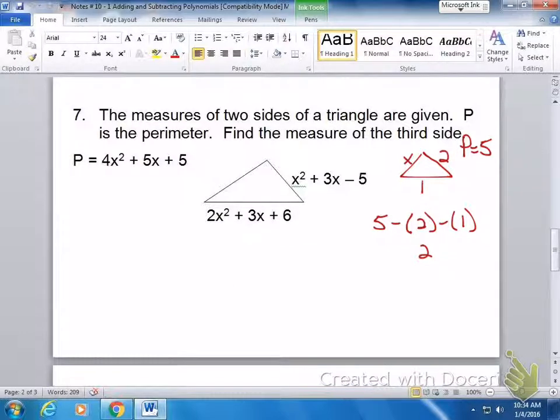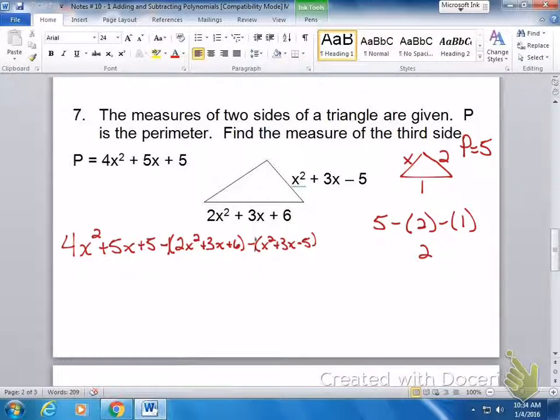So I'm going to take 4x squared plus 5x plus 5. And I'm going to subtract in parentheses one of the sides, 2x squared plus 3x plus 6. And subtract the other side, x squared plus 3x minus 5. Now this is going to have 3 of each term, it looks like, but no big deal.